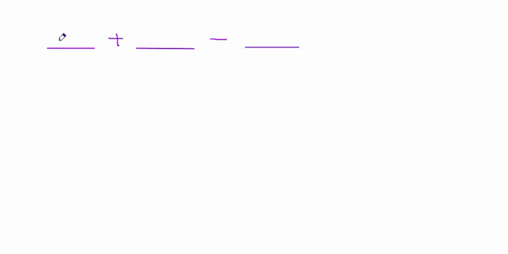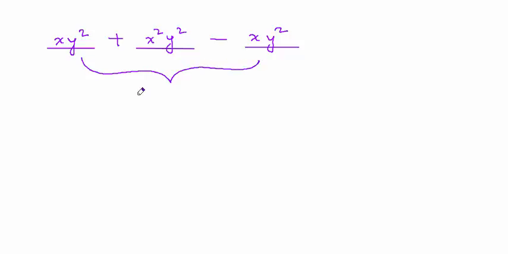For example, if we have an xy square over here, and if we have, let's say, another xy square over here, this term and this term are like terms. But if we have an x square y square over here, this term and this term are not like terms, and this term and this term are not like terms, because this is the odd one out having an x square on it. Let me just write that down. This and this are called like terms.